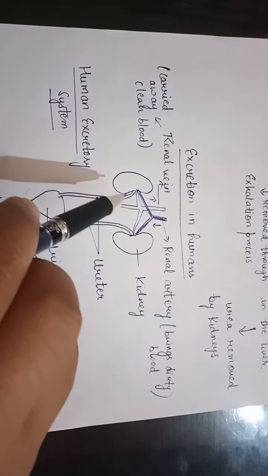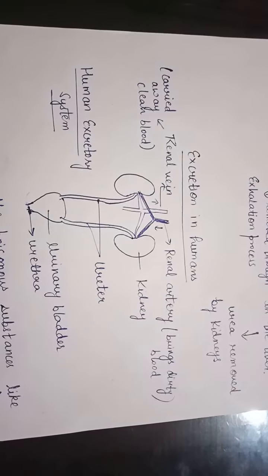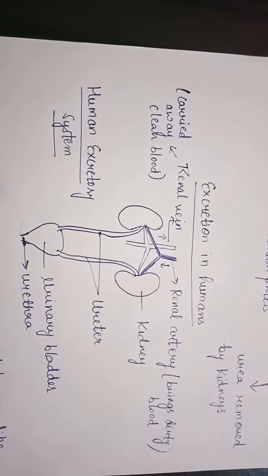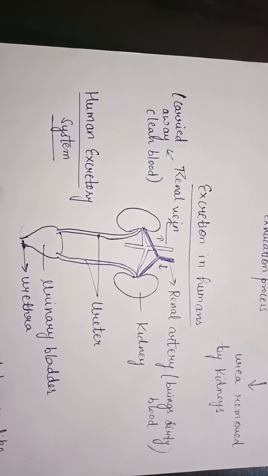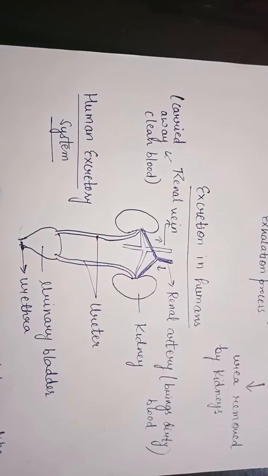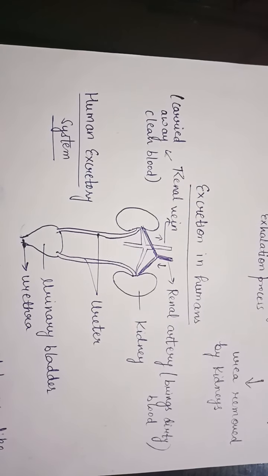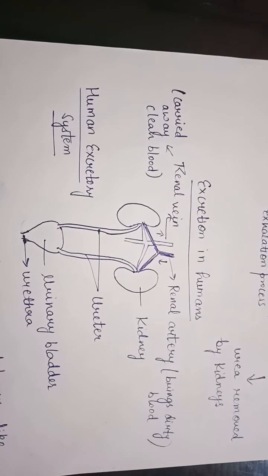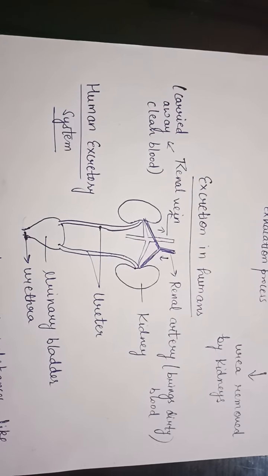So what will be the function of the kidneys here? They remove poisonous substances like urea and other waste salts. Other waste salts means excess salt that is present in the blood. They excrete them in the form of a yellowish liquid called urine.